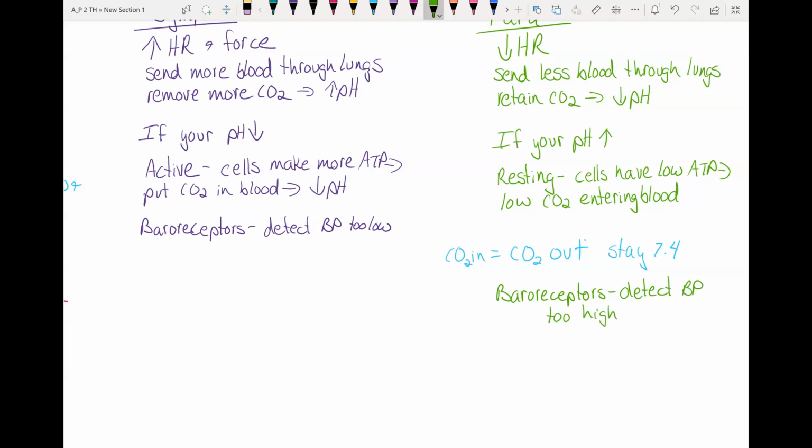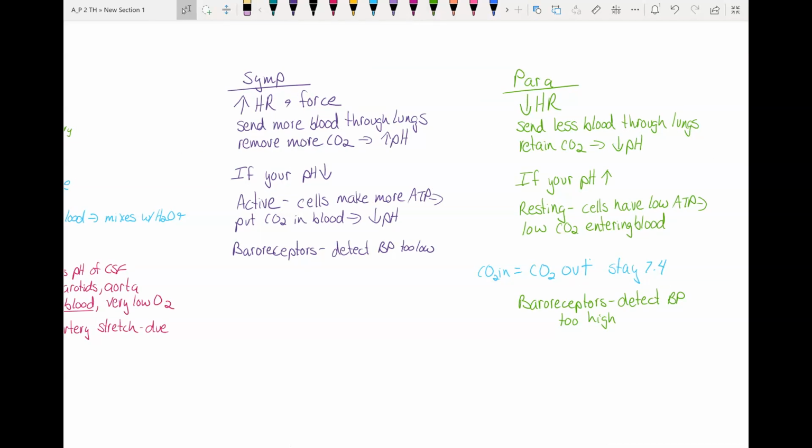Then they could tell your medulla oblongata that your arteries are being stretched too much. Your medulla oblongata will have the vagus nerve secrete acetylcholine onto the node, slow the heart rate down, and if you slow the heart down, blood pressure comes down.